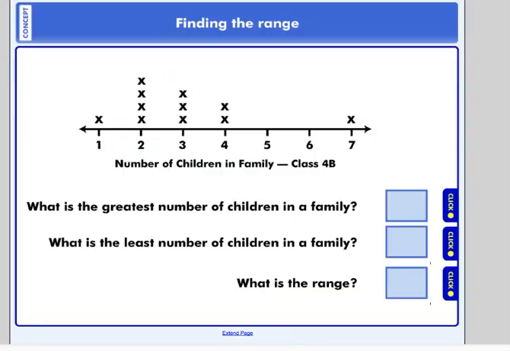Now, because we haven't worked with these in a little while, let's take a look at some examples. Finding the range. Okay, now take a look at this problem and pause the video, find the answers to it, and then when you think you've got them, resume the video. Okay, here we have number of children in family, class 4B. It's a line plot, okay, with the x's. Now, what is the greatest number of children in a family? The greatest number that was answered, somebody chose 7. Somebody had 7 kids in their family.